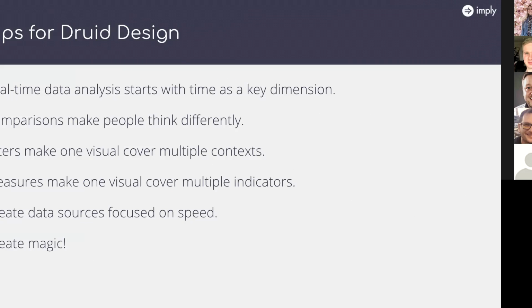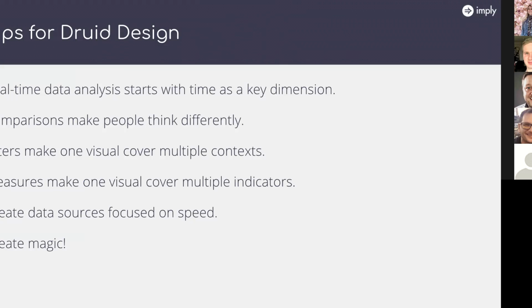Here are some basic tips when it comes to designing the user interface you're going to build or plug into Druid. Real-time data analysis starts with time as a key dimension. Business intelligence tools don't often focus on time. Business intelligence-led decision-making doesn't often focus on time, but time is central to Druid. So think, how would I incorporate timeline visualizations? How would I filter the data based on time? How will I sort my results according to time? Will I bucket things according to time?